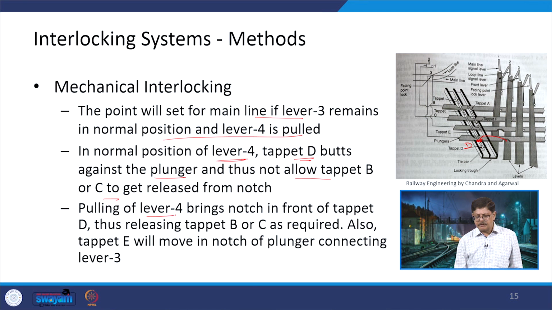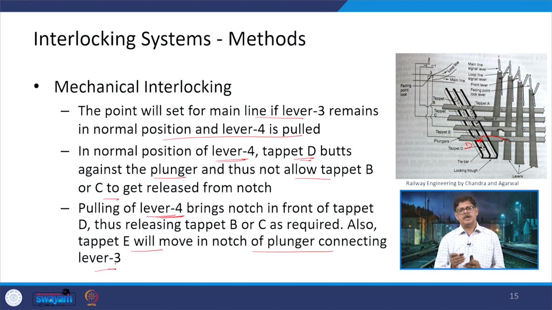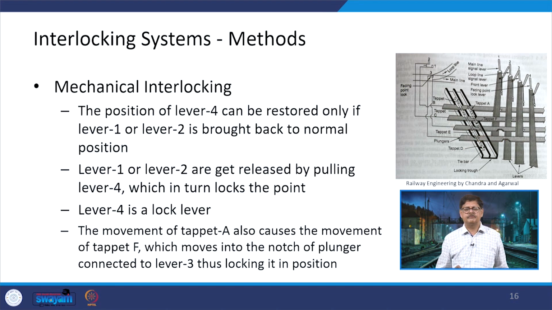Now, pulling of lever 4 brings the notch in front of the tappet D, thus releasing tappet B or C as required. Now we will pull it. When you pull it, then the B or C, depending on which is going to be set, will get into the system. Also, tappet E will move in the notch of the plunger connecting lever 3. So, simultaneously there is a movement of different tappets into the notches, and that is going to create a system of setting as well as locking.